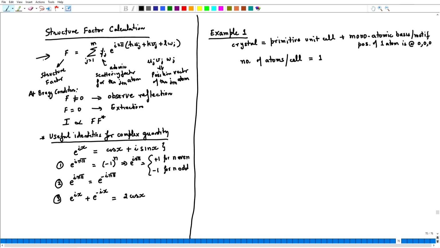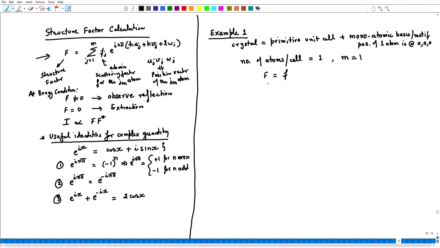Now, from the structure factor equation, this implies that m is equal to 1. So, my vector uj, vj, wj in the structure factor equation would have the values 0, 0, 0, and therefore, if I want to write down the value for the structure factor, now it is the same kind of atom.